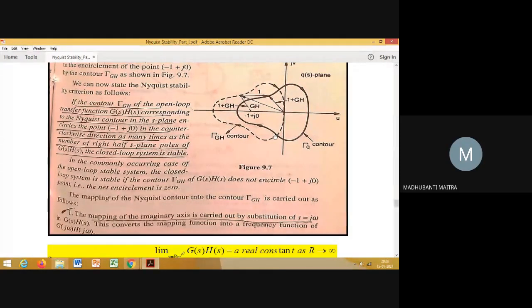Yes, ma'am. So I'll request you to go through these topics, that means principle of argument and Nyquist stability criteria, up to this once, because tomorrow we'll have the last class, I guess, on Nyquist stability criterion. If you have any doubt about the principle of argument or this Nyquist stability criterion, then you will not be able to apply Nyquist stability criterion for ascertaining the stability of the system, which we are going to discuss in tomorrow's class, right? Since the topics are a bit involved, please go through this material at least once.